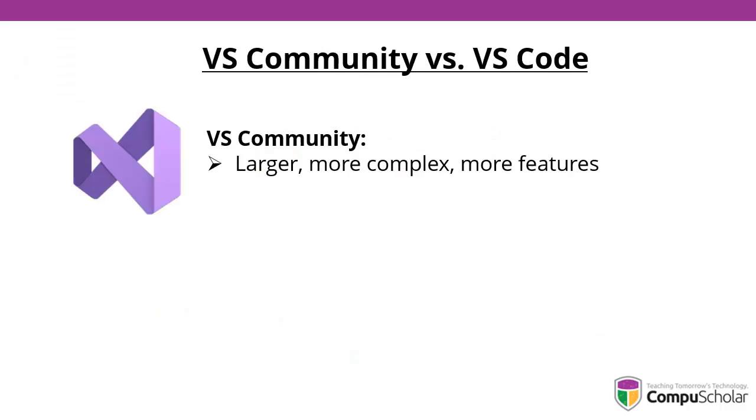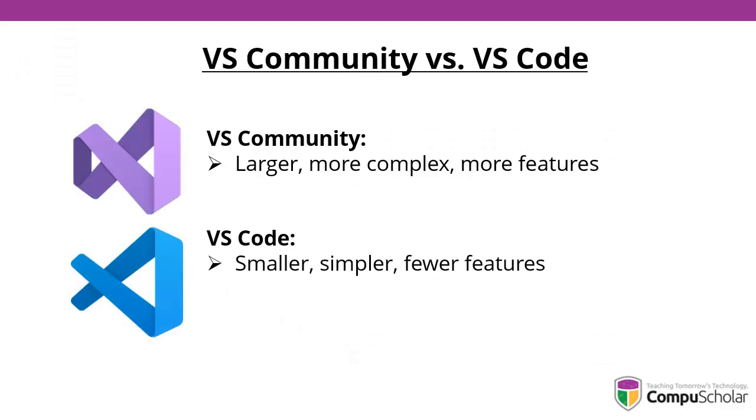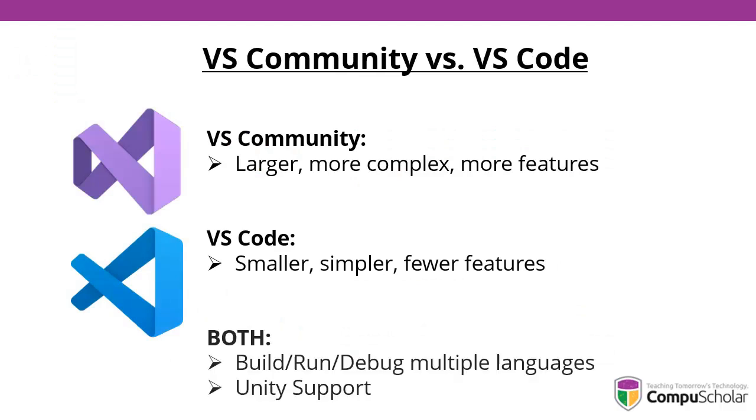So what's the difference between Visual Studio Community and Visual Studio Code? They're both Microsoft IDEs that can be used to edit scripts. The Community Edition is larger and more complex and has a lot more professional features, and Visual Studio Code is smaller and simpler with fewer features. In both cases, you can build, run, and debug multiple languages like C#, and in both cases you have Unity support as well.